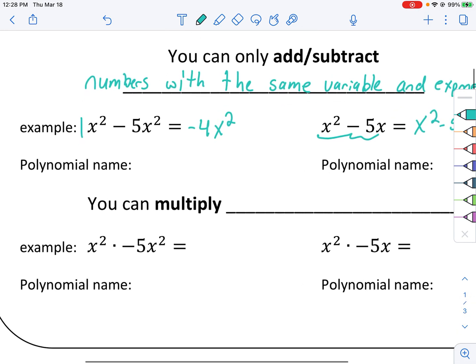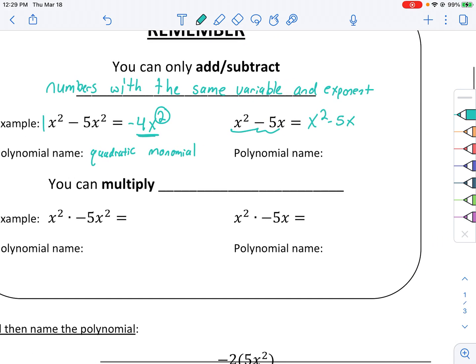Let's take a quick review of the names of these polynomials. This is squared, so we call it quadratic, because that stands for square, or 2 as the highest power. And then there's only one term here, so we would call it a monomial. For the next one, we have 2 terms. Square is the highest power, so again, we call it a quadratic. But because there are 2 terms, it's a binomial.